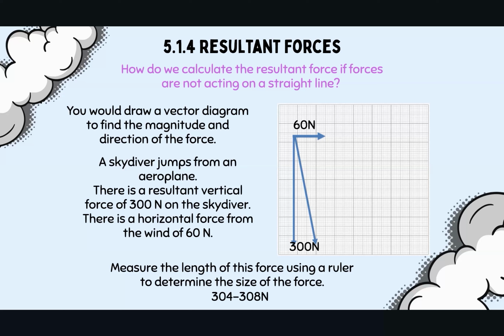So in this particular question, it's saying a skydiver jumps from an aeroplane. There is a resultant vertical force of 300 newtons. So because of the person's weight, they're dropping 300 newtons. So what you would do, you would say each one of these squares equals 60. Let's do a little thing here so that we know. We're going to do our own version instead of what's on there already. 60 newtons.